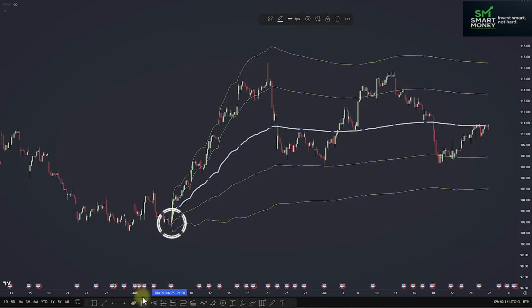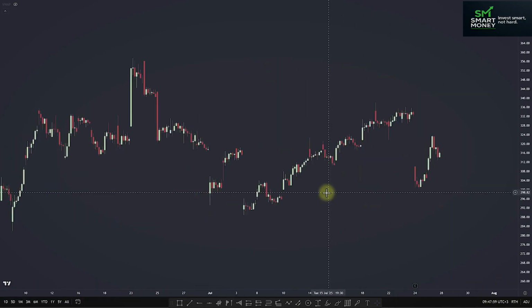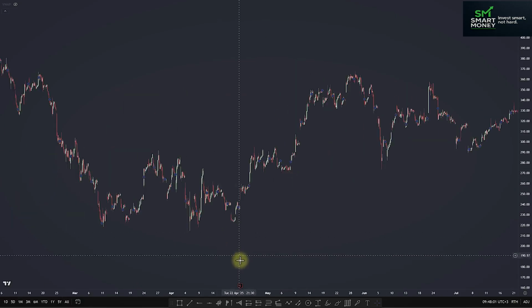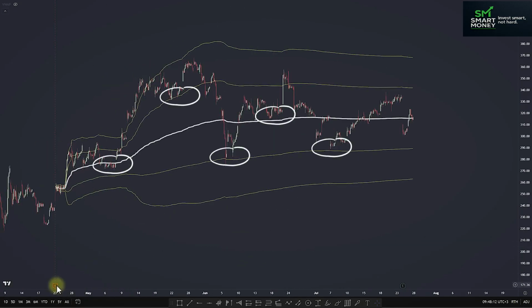Event-anchored VWAP shows you where the big money positioned themselves around major news. Here's a perfect example. Anchor VWAP to Tesla's last earnings announcement. That level will act like a magnet for weeks because that's where institutions made their big decisions about Tesla's value.